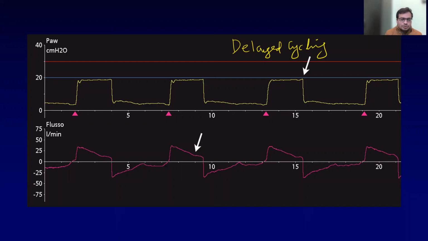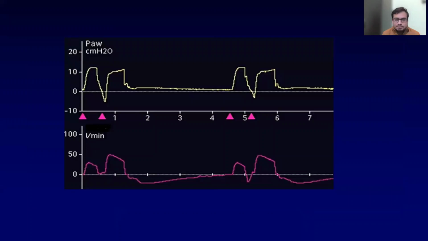And due to shortened expiration, what happens? In my previous example, I showed you that shortened expiration results in auto PEEP. So here some auto PEEP is developing. To manage this type of delayed cycling asynchrony, you must increase the ETS in increments of 10% to shorten the inspiratory time and adjust the TI max according to the patient's condition.